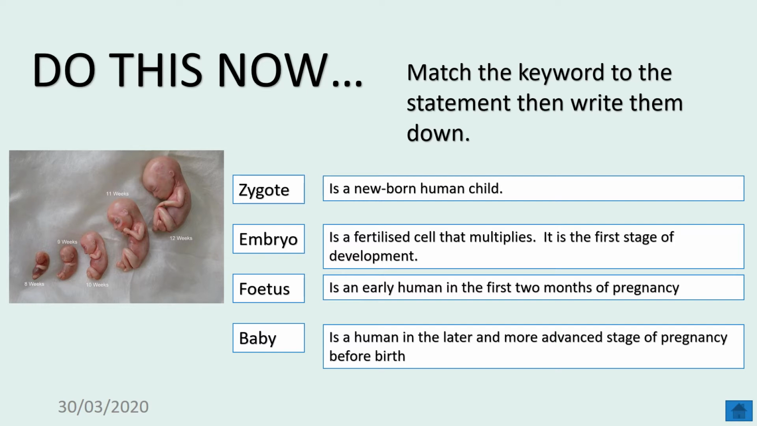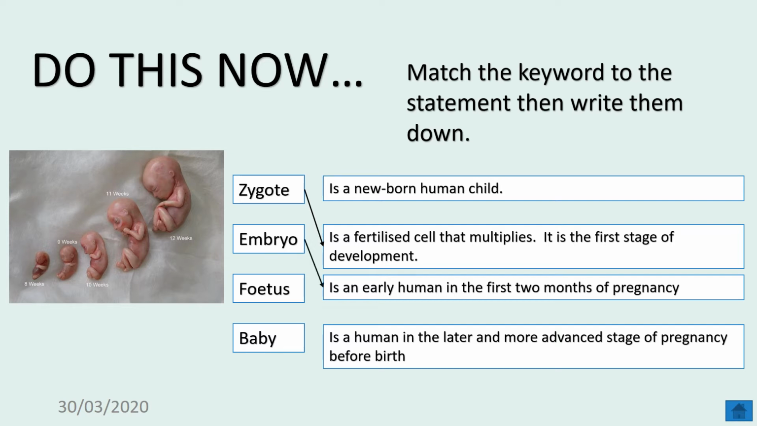Okay, so hopefully we've had a go at matching those up, and hopefully we have got that a zygote is the fertilized cell that multiplies. It's the first stage of development. So when the nuclei of the sperm and the egg fuse together in fertilization, it makes one cell, and then that starts multiplying. That is the zygote.